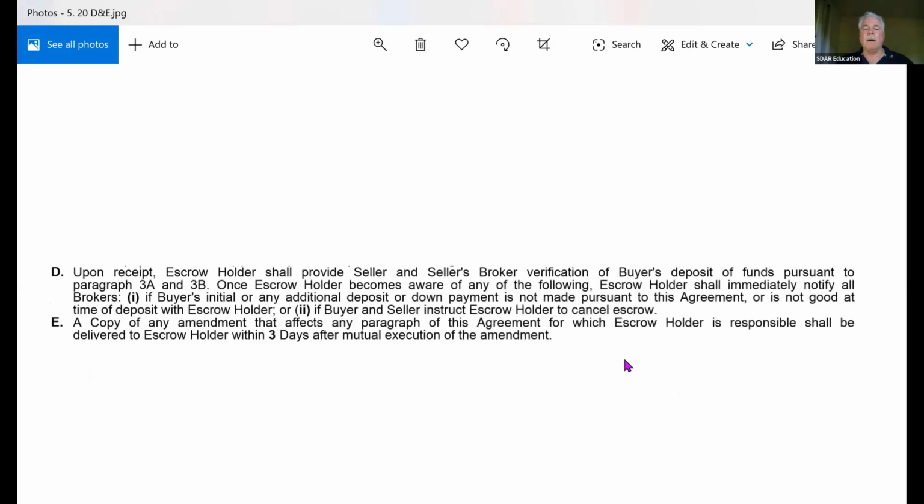Okay. So upon receipt, let me get my drawing tool going. Upon receipt, the escrow holder shall provide the seller. Now this is cool. I like this. This was a good addition. So escrow holder shall provide the seller and the seller's broker verification of the buyer's deposit pursuant to 3A and 3B. So in other words, when you get the money from the buyer, you will notify the seller and the seller's broker.